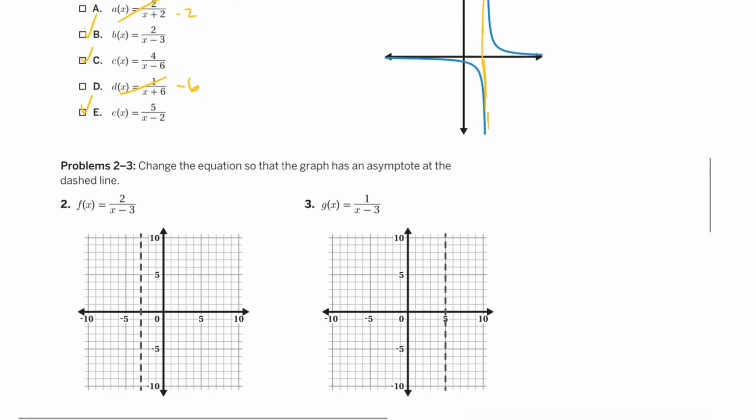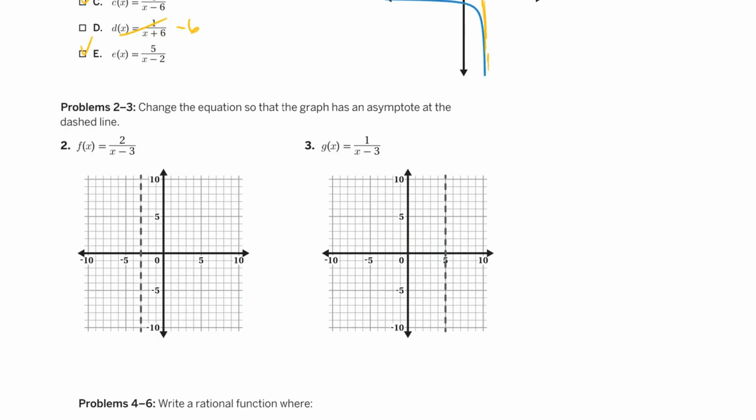For problems 2 to 3, change the equation so that the graph has an asymptote at the dashed line. In this one, the asymptote is going to be at the x value of -3. I would need to change this to addition, because then when I plug in -3, it makes the denominator 0. So f of x really needs to be 2 over x plus 3. For number 3, I see that the asymptote is at +5. So I would need to change this to be 1 over x minus 5, so that when I plug in 5, it makes the denominator 0.